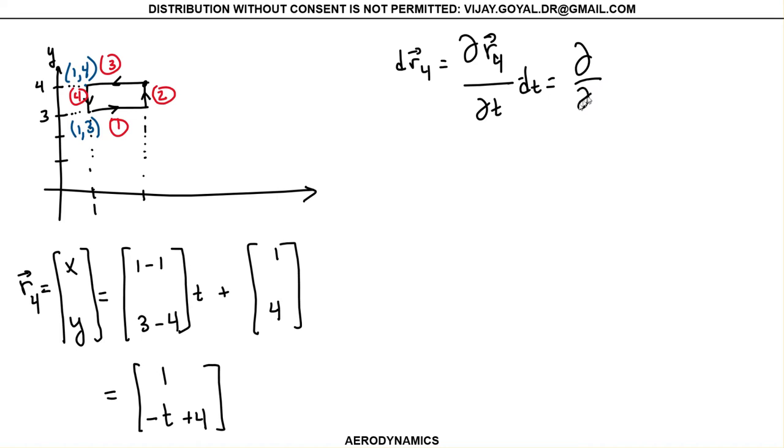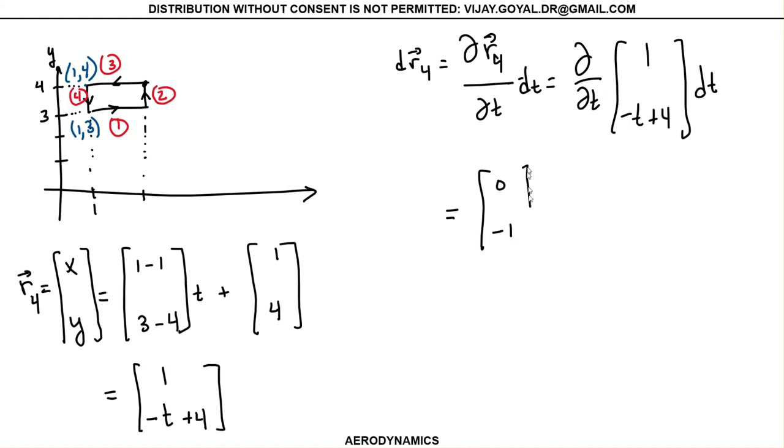So it will be partial of dt, and the vector is nothing else than 1 minus t plus 4 times dt. Okay, so this will become basically the derivative of the first one is 0. Derivative of the second one is minus 1 dt, and that would be minus j dt. Okay, so the next thing I need to do is find a velocity vector that's minus y v infinite i plus x v infinite j.